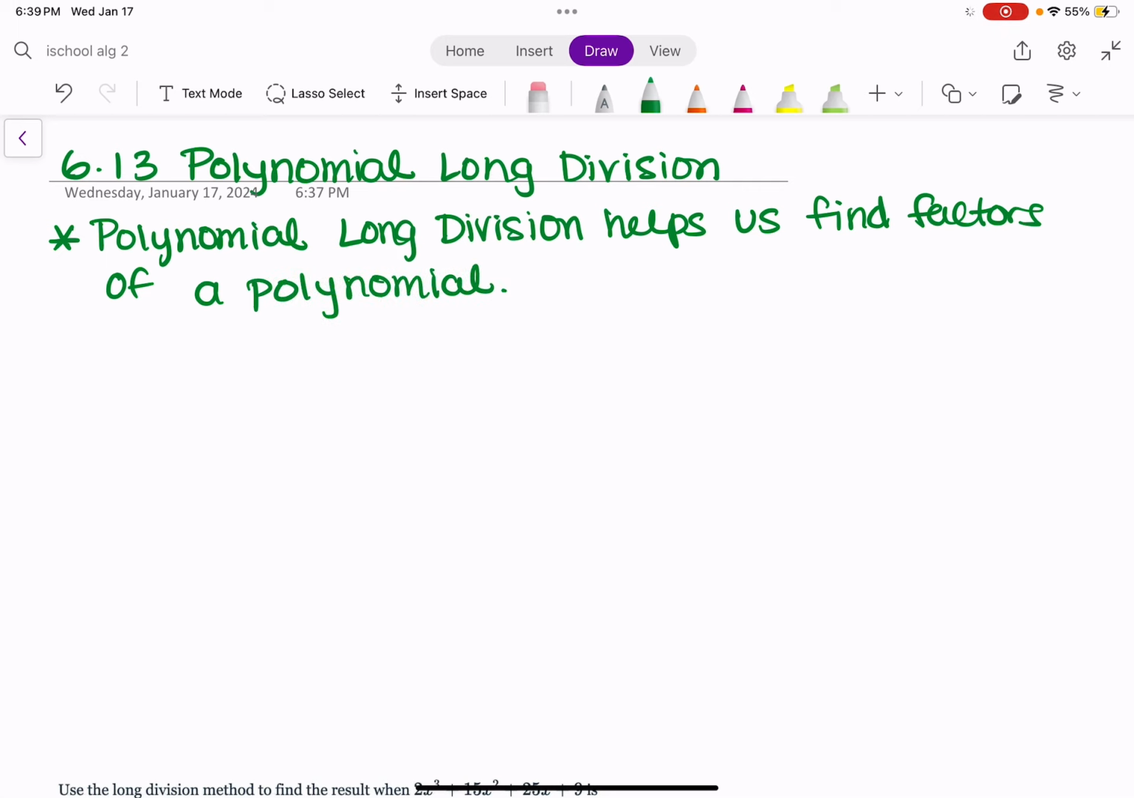So I want to show y'all an example. We know, for example, x squared minus 9 can be factored to x plus 3 and x minus 3. This means that x plus 3 is a factor of x squared minus 9. Similarly, x minus 3 is a factor of x squared minus 9. Now that was really easy to find because we know how to factor this.